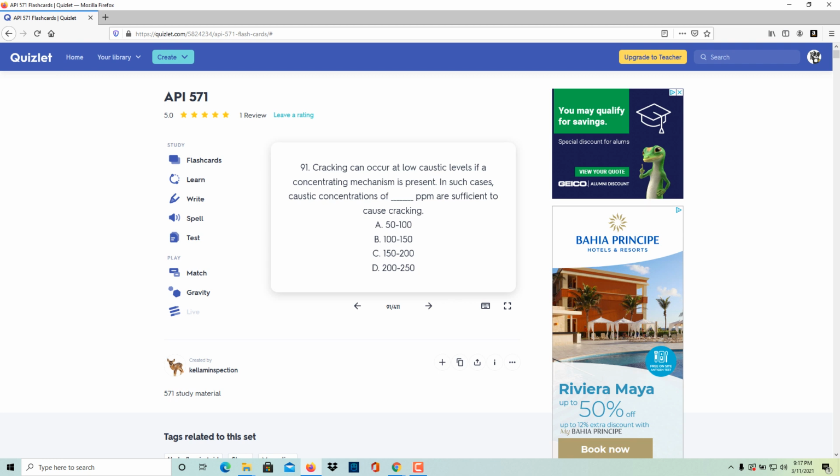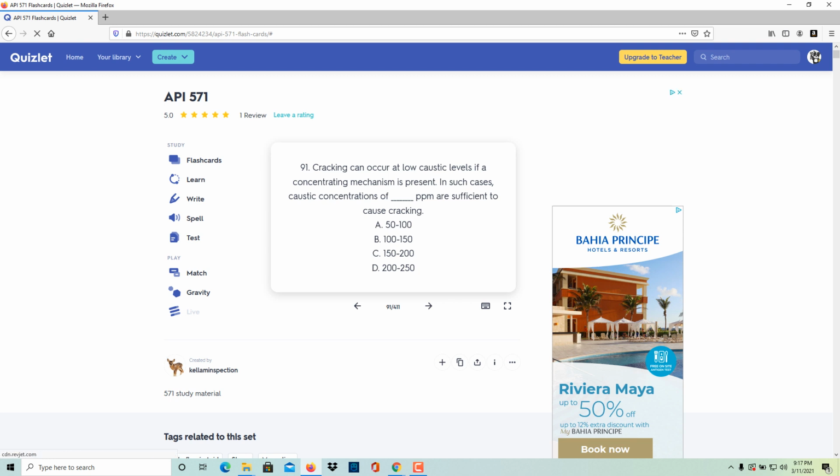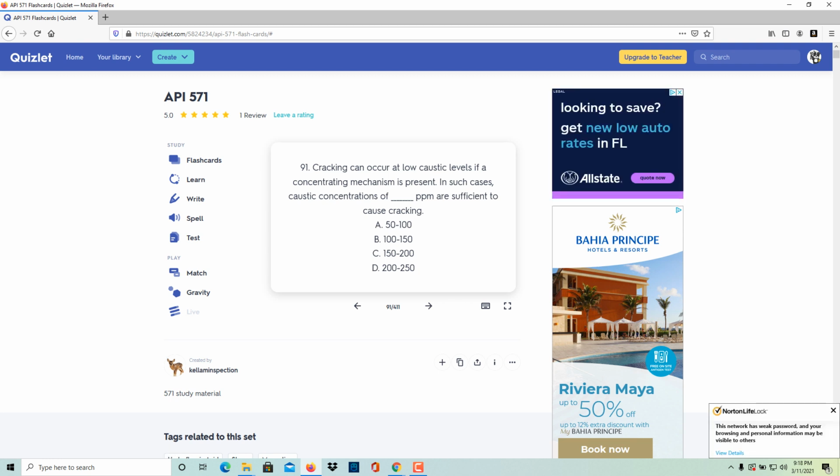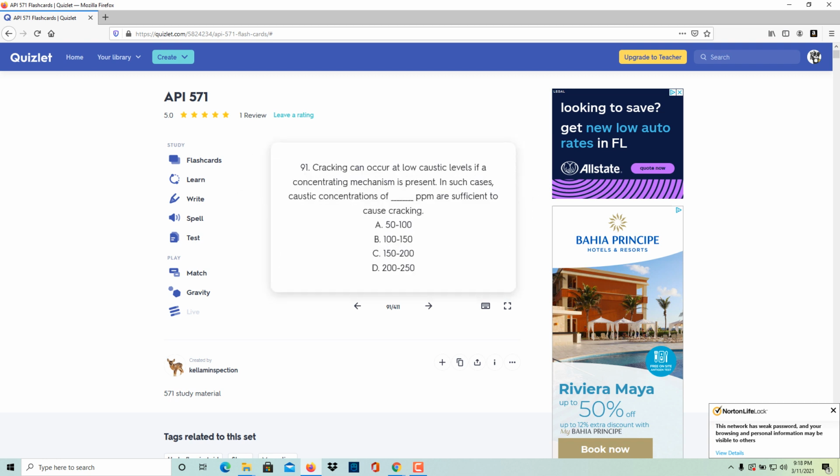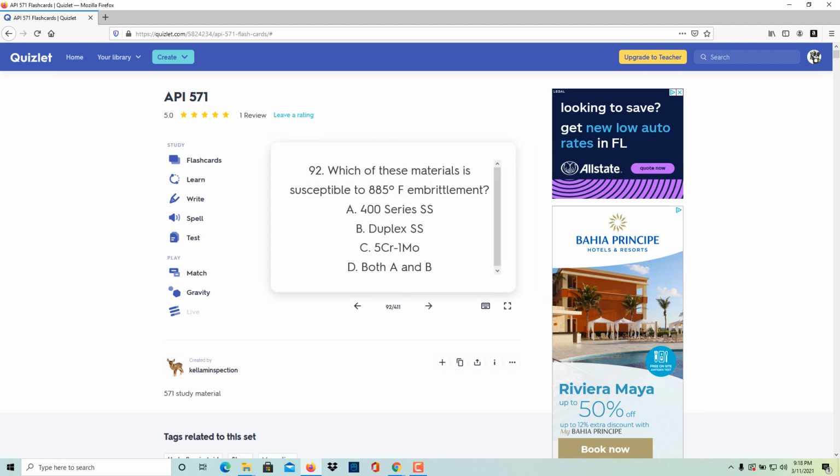Cracking can occur at low caustic levels if concentrating mechanisms are present. In such cases, caustic concentrations of what ppm are sufficient to cause cracking? Wow, I have no idea. Oh man, say 100 to 150 sounds like a good number. Oh, only 50 to 100 parts per million of caustic concentration. So not 100 to 150.